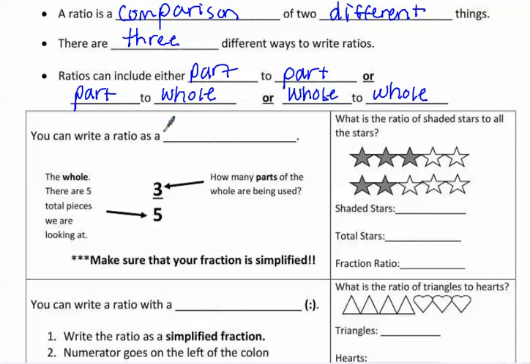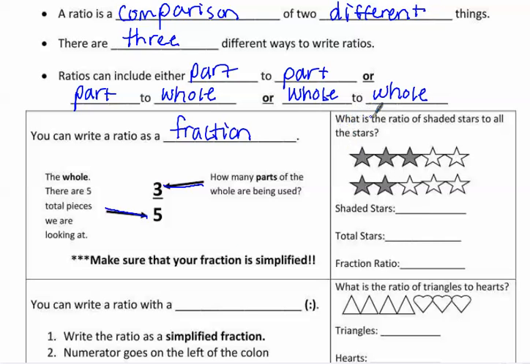You can write a ratio as a fraction. For example, 3/5. 3 represents how many parts of the whole are being used. 5 represents the whole. There are 5 total pieces we are looking at. Make sure your fraction is simplified.